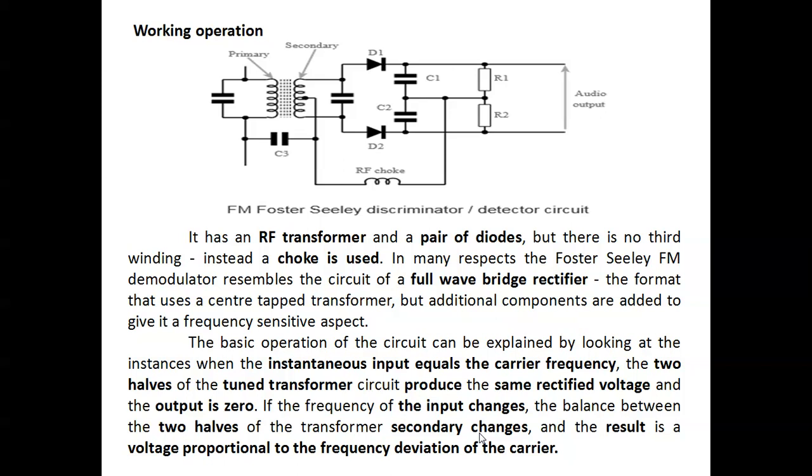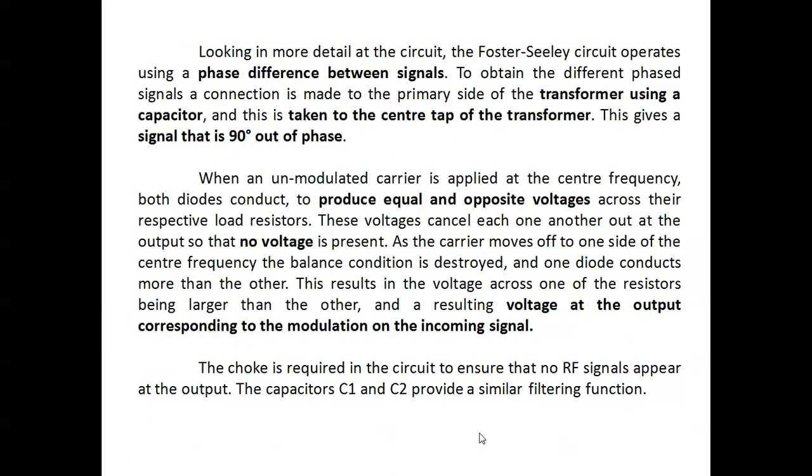Based on that, finally we have the envelope detector, like D1 and C1. Similarly, D2 and C2. We have two envelope detectors. The total output we get is the audio output, that means the original signal.